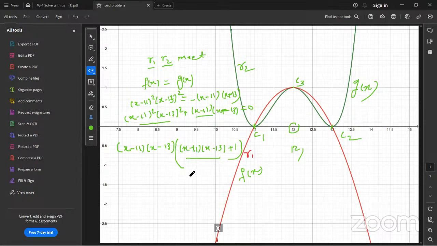If you solve this, you will get x minus 11, x minus 13, and x minus 12 whole square equal to 0.